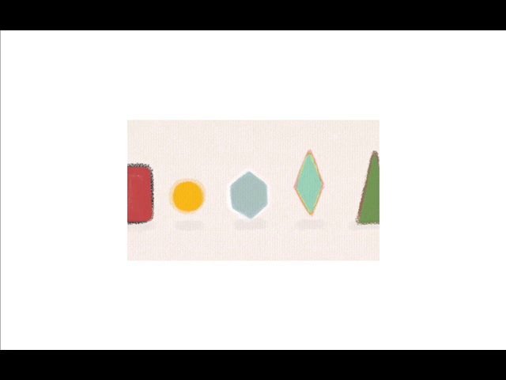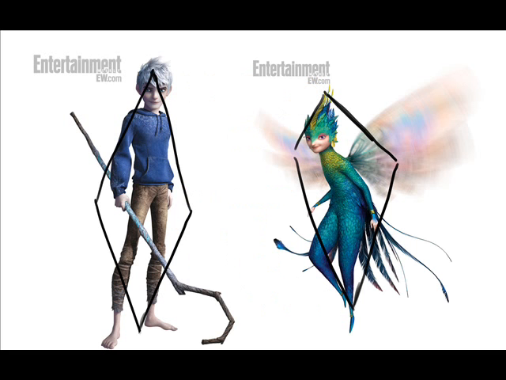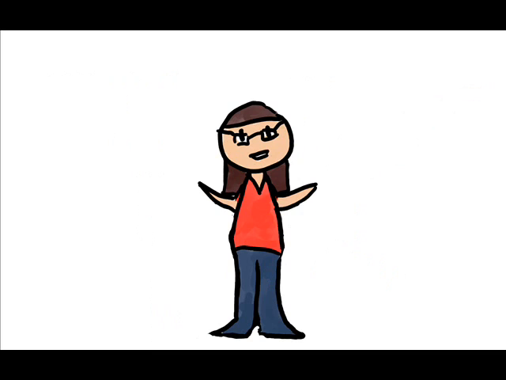Rise of the Guardians is a very recent film and is a good example of this, and the making of documentary explains how the Easter Bunny is a triangle, Santa is a square, Sandman is inspired by a circle, and the Tooth Fairy and Jack are inspired by diamond shapes. So using shapes in this way makes characters instantly recognisable, even from a distance, and it helps to make them more memorable.